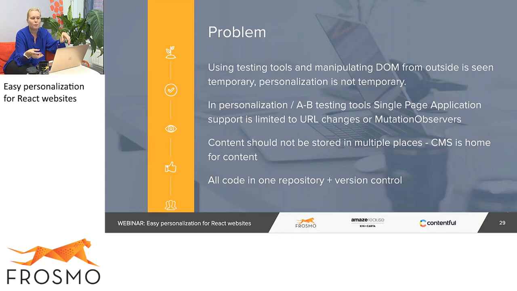And personalization is not temporary. So whenever you do personalization, it should be built in the architecture that you have there. And then also what we have noticed, this was also an issue that we had earlier, that in personalization and A/B testing tools, now that there are so many single page applications, the support usually for those is limited to URL changes or mutation observers. This is maybe not something that we want either, so we have tried to tick that box off as well with our software.